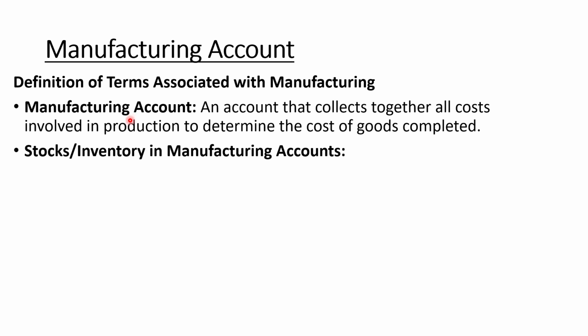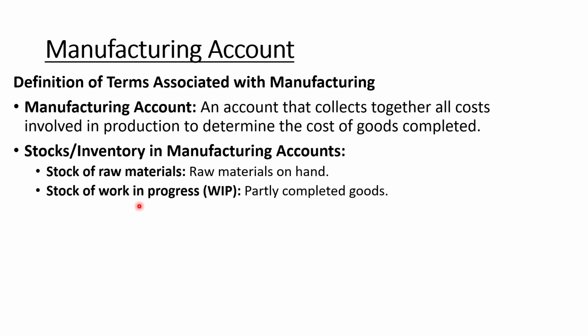So another term is stock or inventory. In manufacturing accounts, we have stock of raw materials, which are raw materials on hand. Then we also have stock of work in progress or WIP, which refers to partly completed goods, goods that have been partly made.